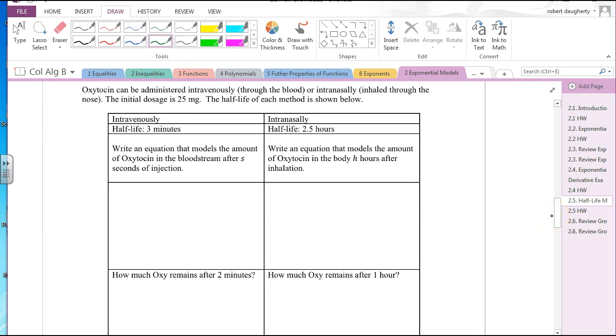Let's look at another scenario here. So this is oxy, which is a pain medicine. Oxytocin, we'll try this again, can be administered intravenously through your blood or intranasally inhaled through your nose, okay? The initial dosage is 25 milligrams. The half-life of each method is shown below, okay? So if it's taken in the bloodstream, the half-life is 3 minutes. If it's taken intranasally, the half-life is 2.5 hours.